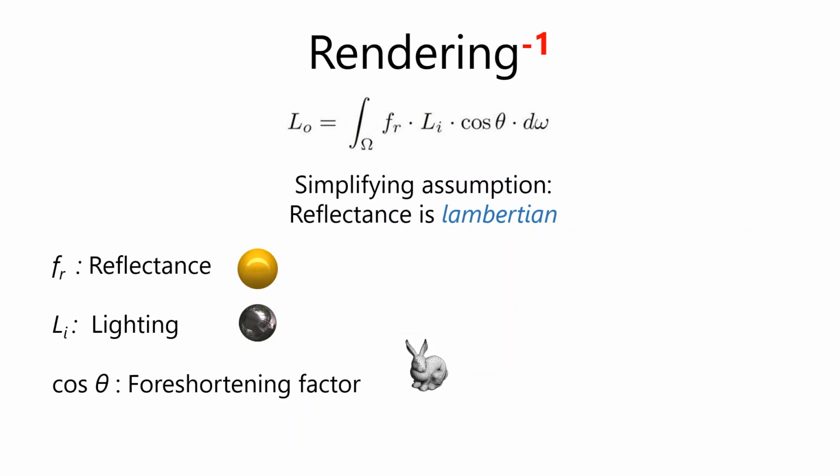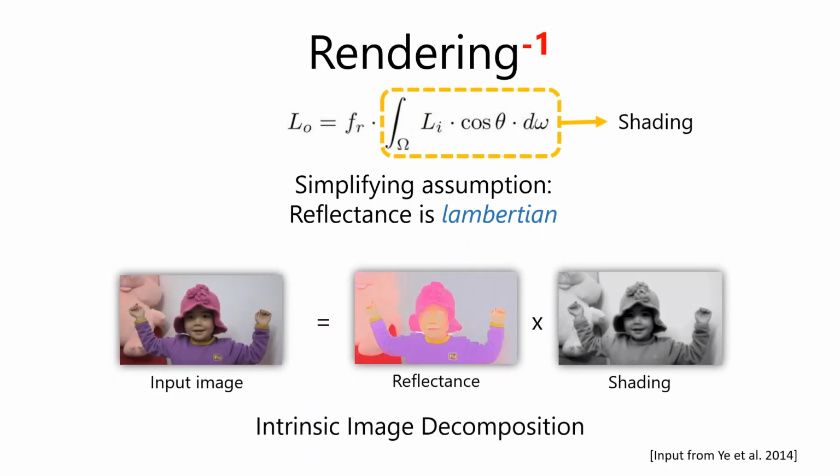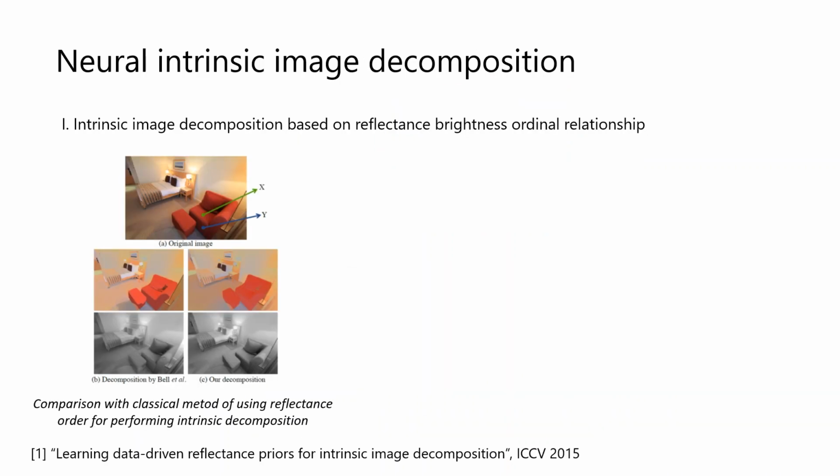Such a decomposition can be arrived at by making simplifying assumptions about the scene. Given the rendering equation, if we assume that the scene reflectance is Lambertian, that is, the surfaces reflect light equally in all directions, the image can be decomposed into two intrinsic layers of albedo and shading. This is a classic computer vision problem, but recently learning of data driven priors has pushed the state of the art significantly. Let me talk about four interesting categories of approaches that I see in recent works.